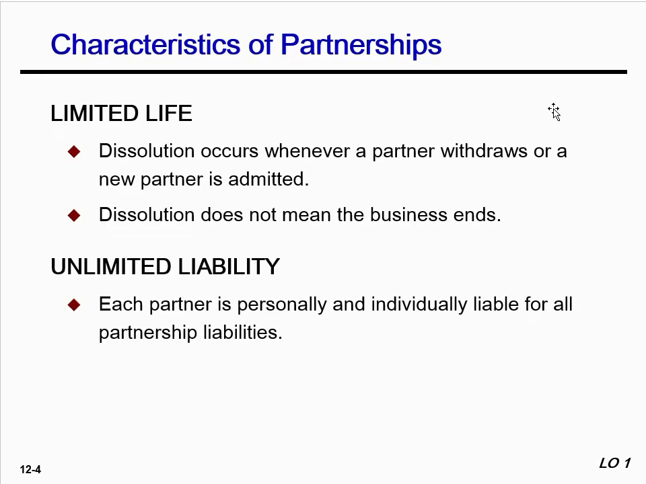Followed by some more characteristics of the partnership. Limited life. Limited life is for the partnership contract. I'm not talking about the business. The business will keep on working, but the contract, which is the partnership agreement, will come to an end. When will it come to an end?